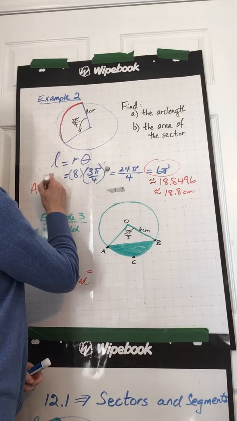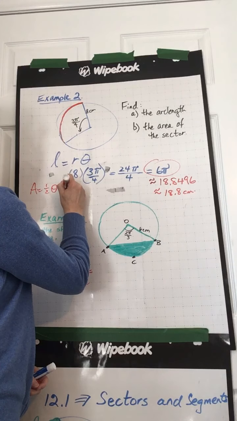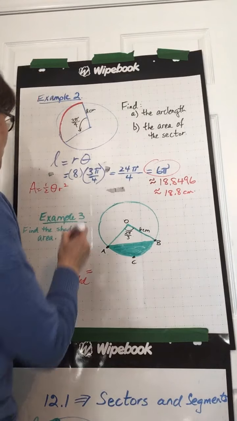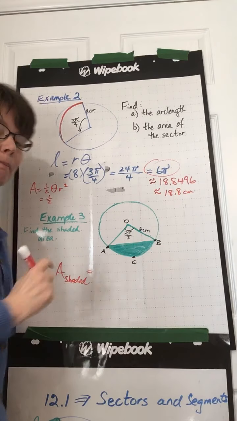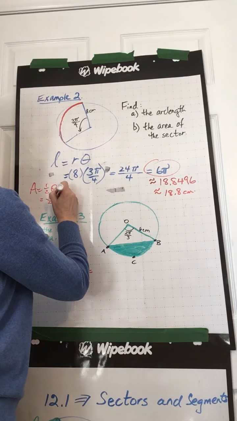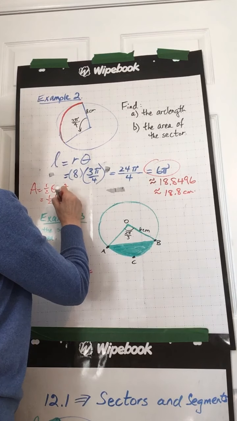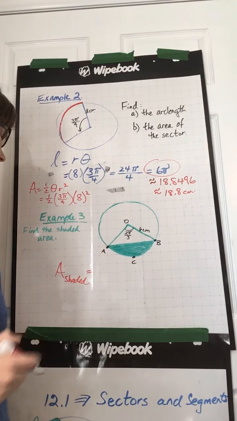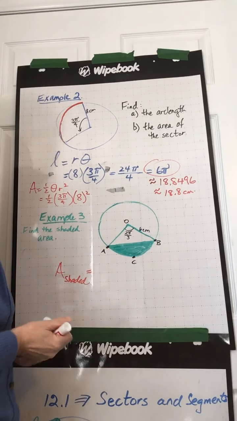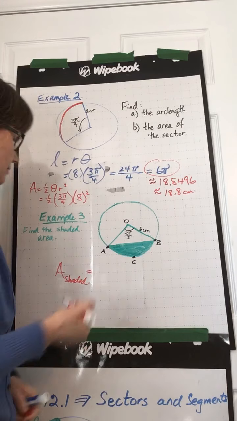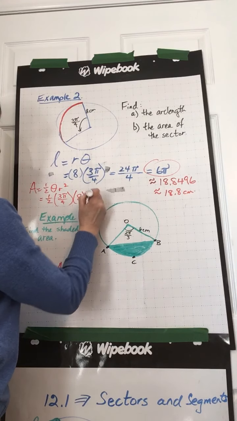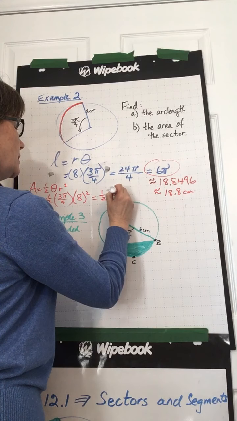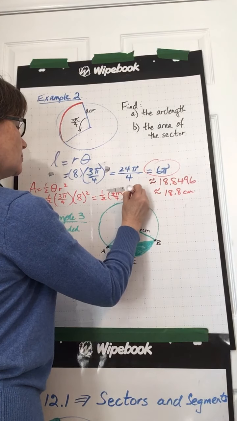Area equals 1/2 theta r squared. Okay, that's number B of example 2. So theta must be in radian measure. So that's the 3 pi over 4 still, and radius squared. Okay, so there we have that. This will equal 1/2 times 3 pi over 4 times 64.